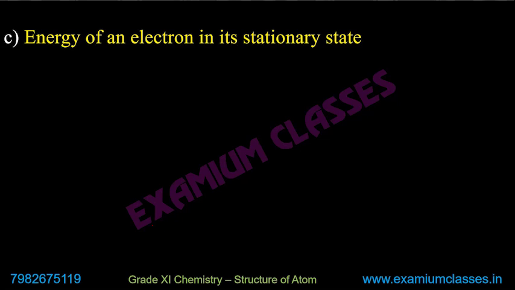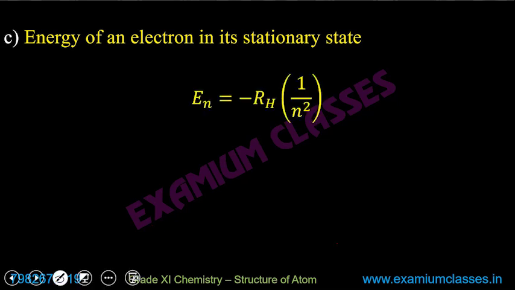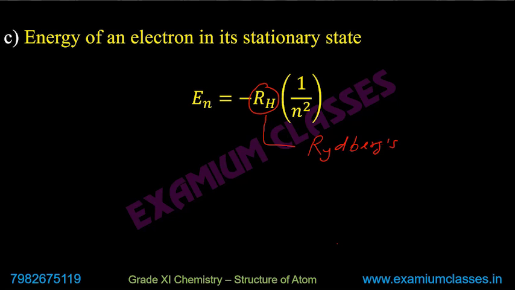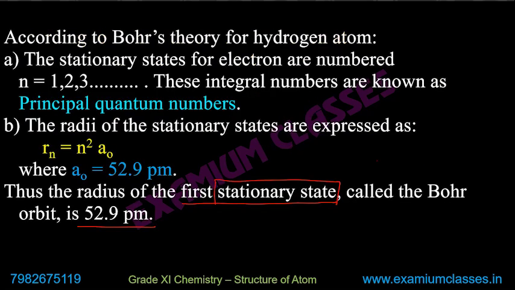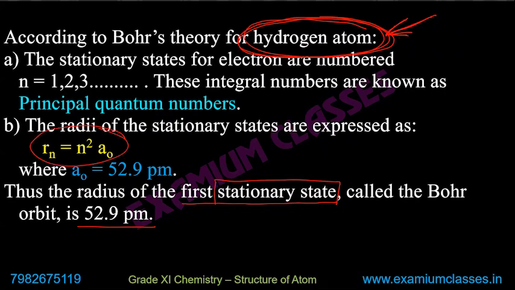Next point related to Bohr's model. Energy of an electron in its stationary state is given by En equals minus RH 1 by n square, where RH is Rydberg's constant. Yes, what is the question? I wanted to ask related to the formula of radius. Isn't the formula divided by atomic number? Here it is for the hydrogen atom only. Yes, sir, but for other hydrogen-like species, like lithium ion, we would use the atomic number. We will be talking about that. Because here I am mentioning only the hydrogen atom. The formula will be this one.